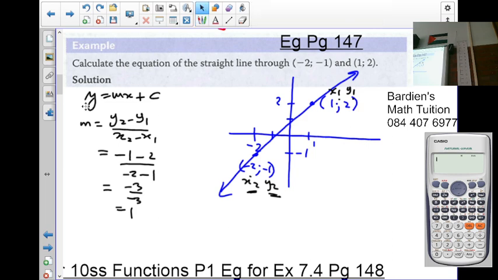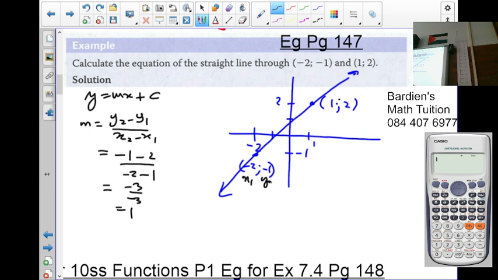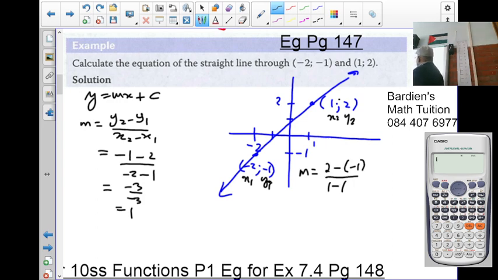Now some of you are going to say, but what if I had gone the other way around? What if I made this x1 and y1 and that x2, y2? Let's see what we get. So you go y2 minus y1 over x2 minus x1. So it's 2 minus 1 over 1 minus minus 2, which is 3 over 3, which is 1. You see, it's the same. So provided you didn't make a mistake, you should get the same gradient. You guys understand? Alright.